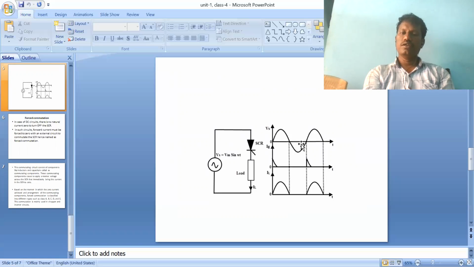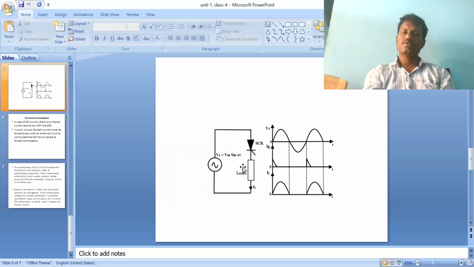So it is the negative half cycle. Negative half cycle means the anode is connected negative with respect to the cathode. Automatically the SCR is in the off state, so there is no load current. Simply clear. It is a diagram equal to the rectifier also.